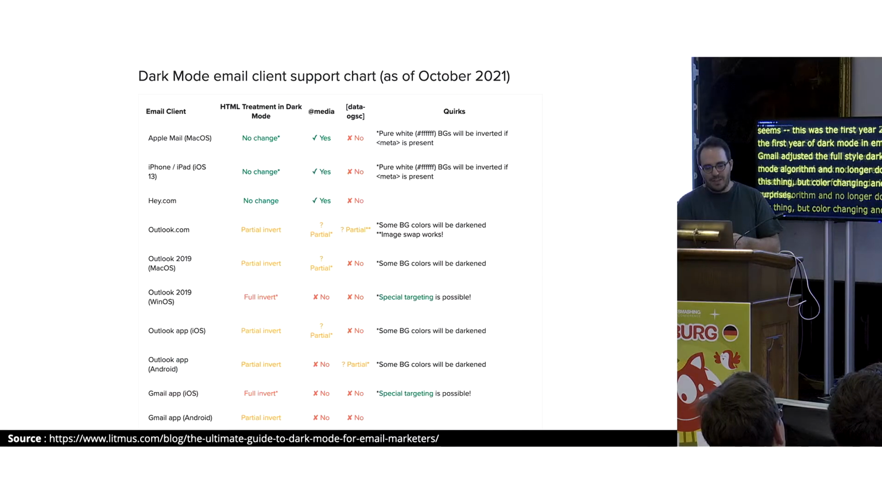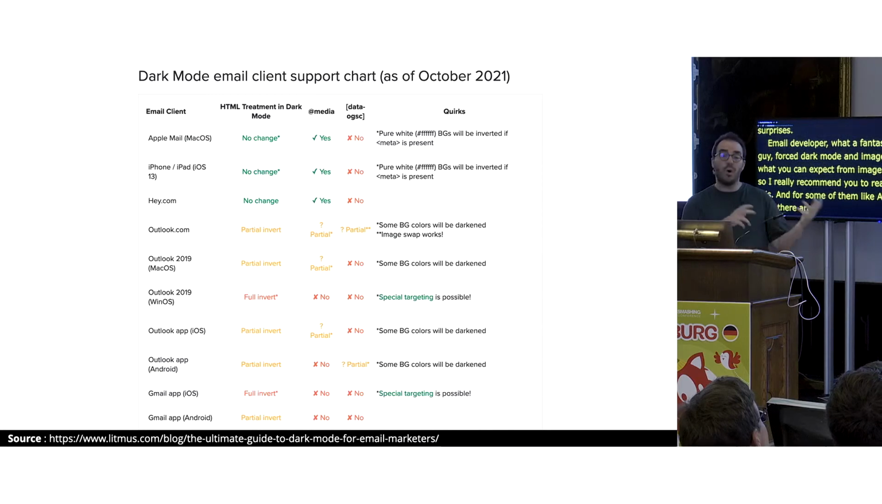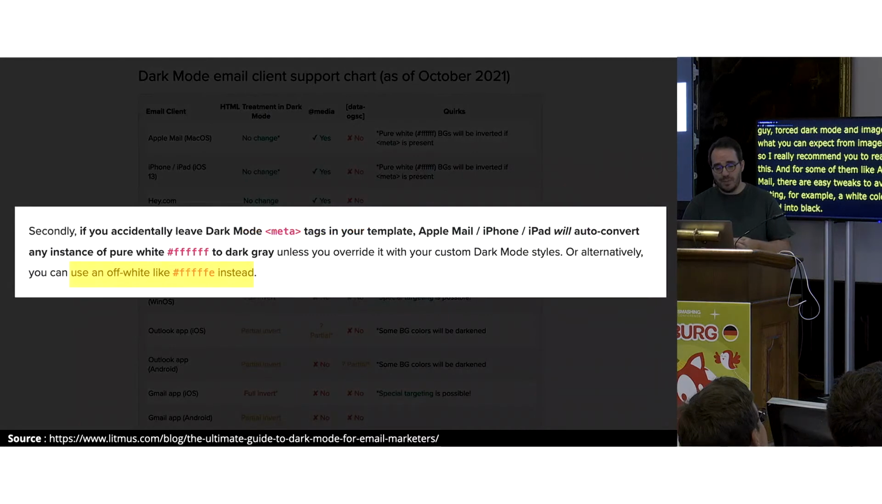Email developer Alice Lee wrote a fantastic guide on Litmus about forced dark mode in email clients and what you can expect from email clients, so I really recommend you to read this. And for some of them, like Apple Mail on macOS, there are really easy tweaks to avoid getting, for example, a white color turned into black. And this is really stupid because the trick is instead of using white, you just use a white with a little bit of gray. So instead of using #FFF, you use #FFFE, which is really something naive to do.